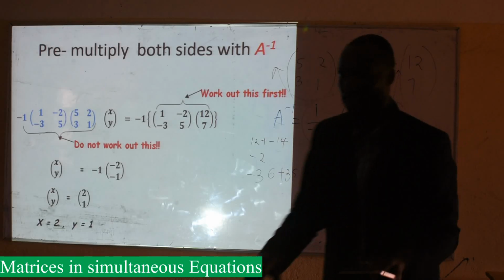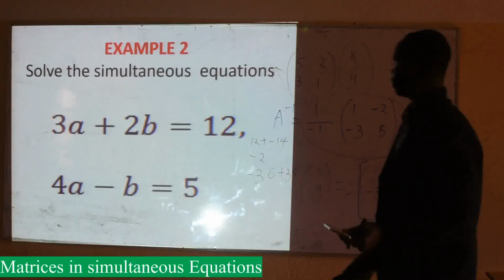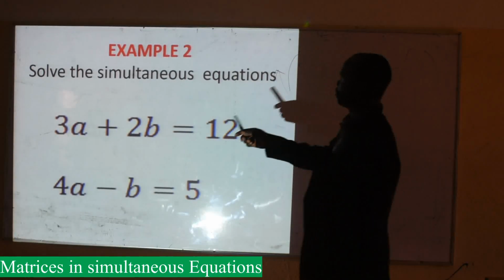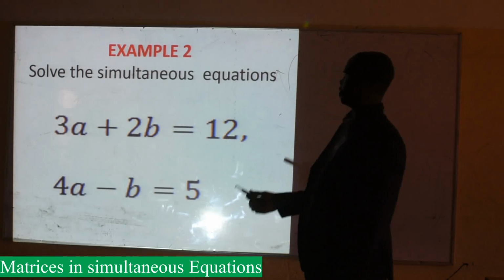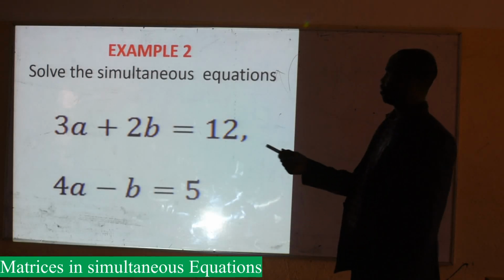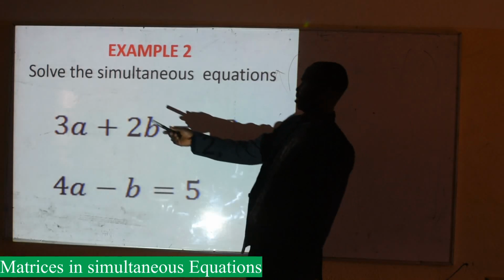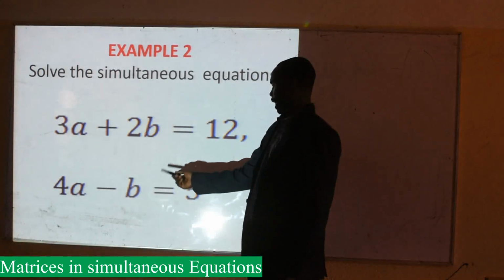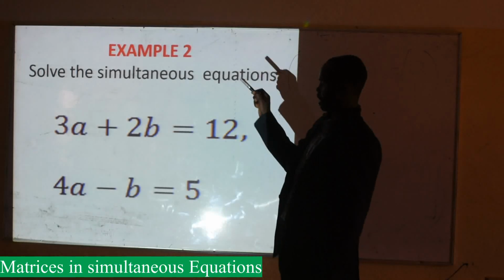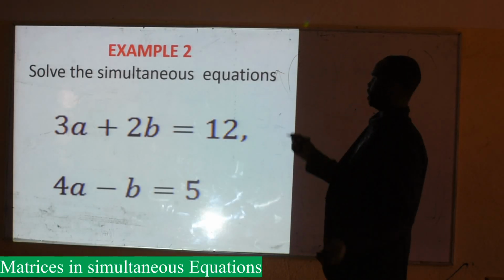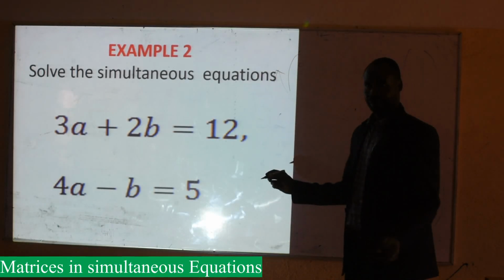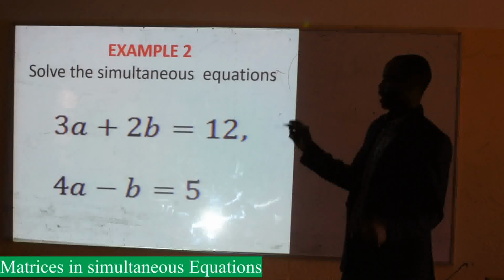Let us look at example 2. The simultaneous equations are 3a plus 2b equals 12, and 4a minus b equals 5. The coefficient matrix is 3, 2, 4, -1, times a, b, and the answer is 12, 5. Move down.